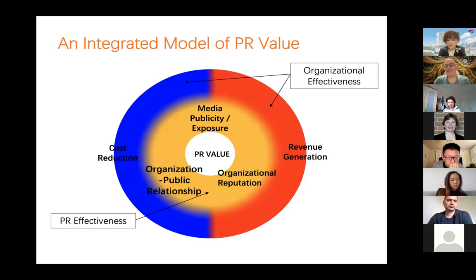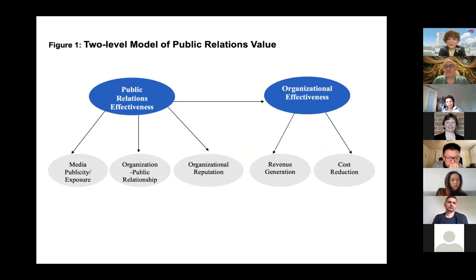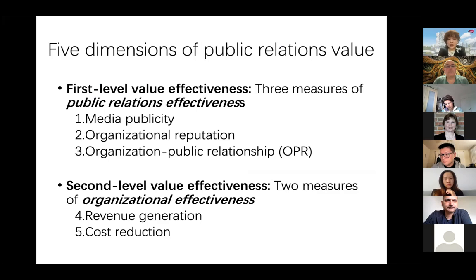The so-called two-level model of public relations value: the first level refers to public relations effectiveness, which consists of three dimensions, that is, media publicity or exposure, OPR, and reputation. The second level refers to organizational effectiveness, which includes revenue generation and cost reduction. I won't go into details about that because I believe quite a few of you have already read that article.